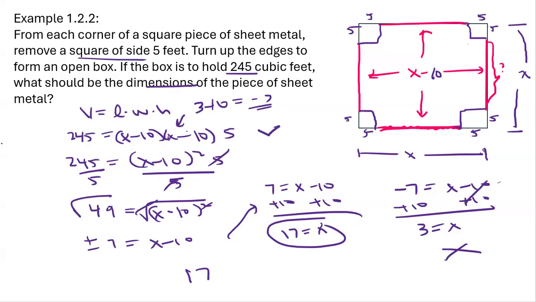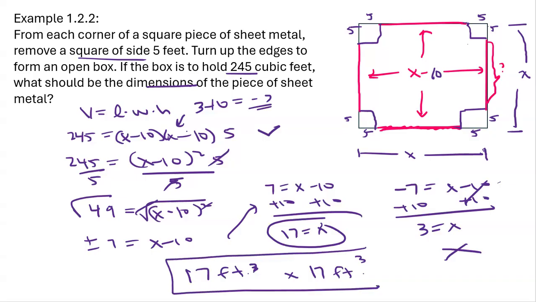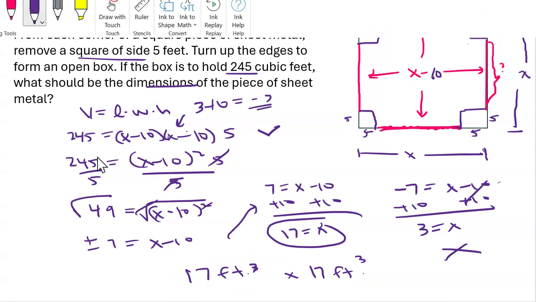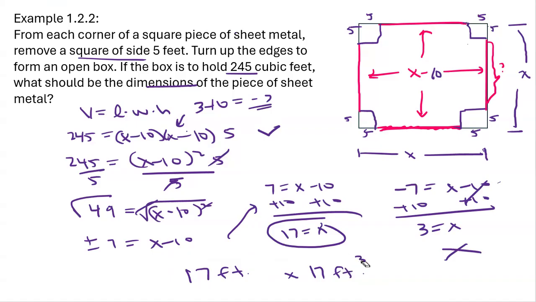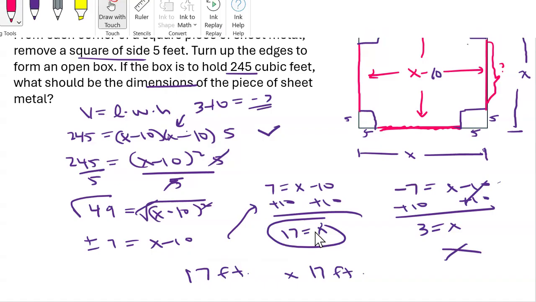So 17 cubic feet times 17 cubic feet. I'm sorry, it's not 17 cubic feet, it's 17 feet. So 17 by 17. Any questions on that one?